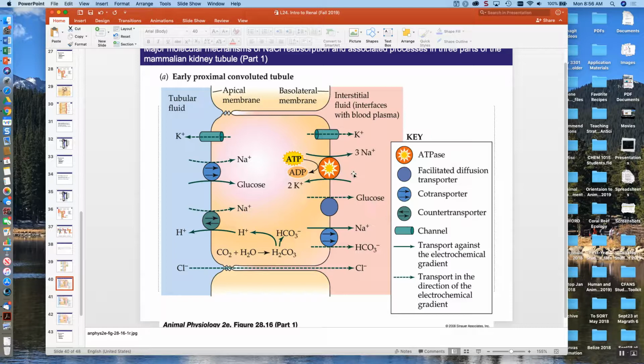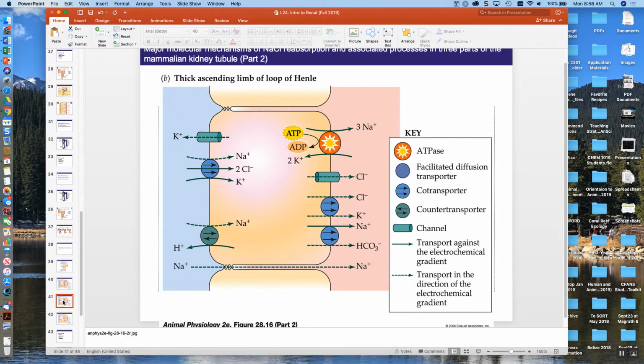All right, so a complicated figure, but walking through it, it's not too bad. There is a video already on your Canvas website if you want to go through this again. Also, I will post this one as well. All right, so let's skip now to the thick ascending limb.